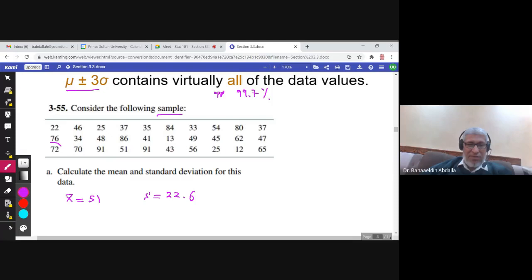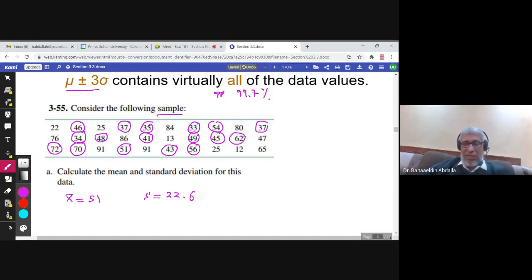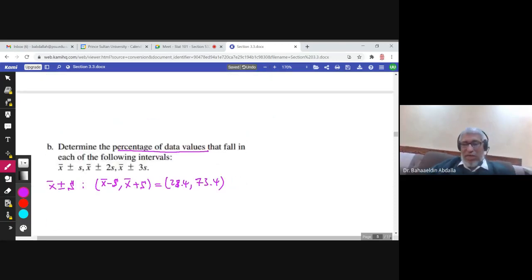These two are not. 72 is okay. 46 is okay. Between 28 and 73, this is not. This is not. 86 is greater than 73. This is okay. This is okay. This is not. This is not. This is okay. This is okay. This is okay. This is not. This is not. This is okay. This is not. This is greater, this is less than 73. So all of these numbers fall in the first interval between 28 and 73.